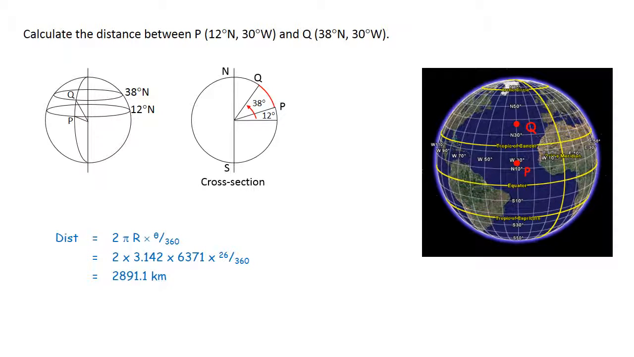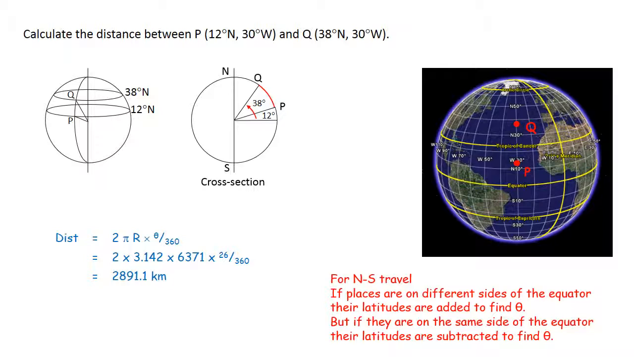Did you notice the difference between the two examples? In the first case, when one place was to the north and the other to the south of the equator, we ended up adding together the latitudes to find the value of theta. But in the second, where they were both on the same side of the equator, we ended up subtracting their latitudes to find theta.